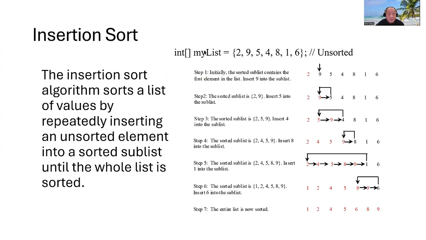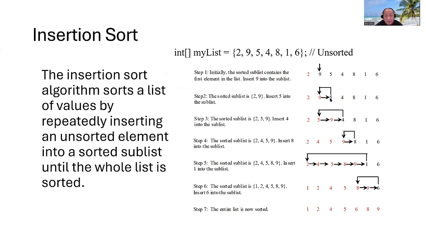Okay, so right here, initially the data is 2, 9, 5, 4, 8, 1, 6. The first to-be-inserted location is 9. 9 is bigger than 2, so there is no change. So 2, 9 is considered sorted. We use the red color. The next one to be inserted is 5.